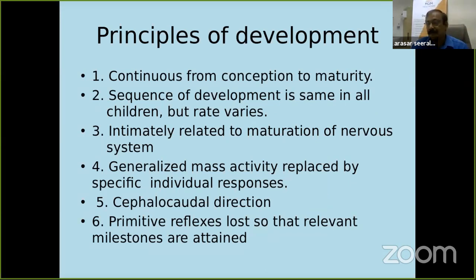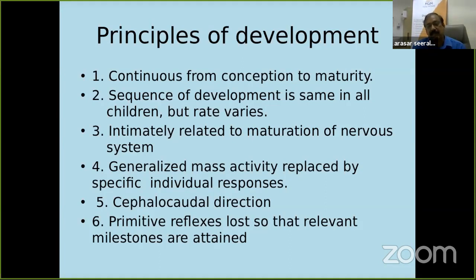And I think one needs to understand the principle of development. For understanding development and the red flags, I know it is a continuum from conception to maturity. The sequence of development is the same in all children, but sometimes the rate varies. This needs to be understood. The rate varies. It is intimately related to the maturation of the nervous system.